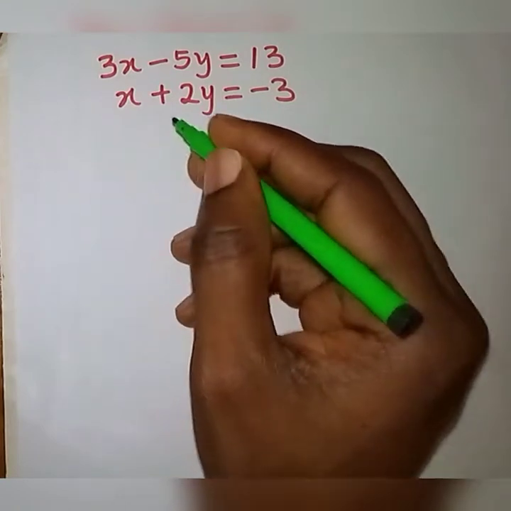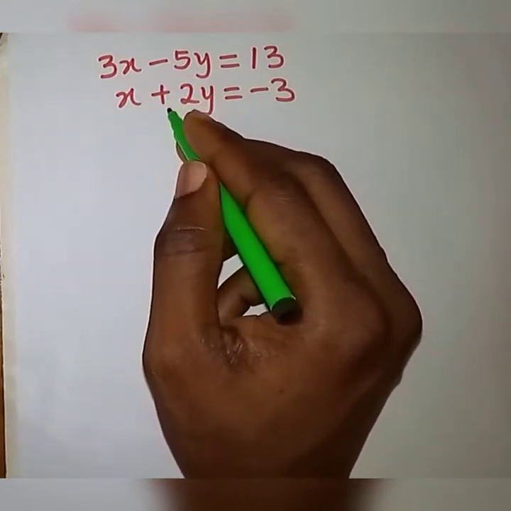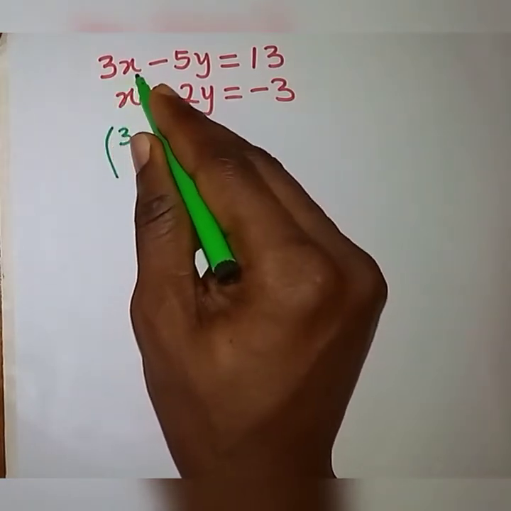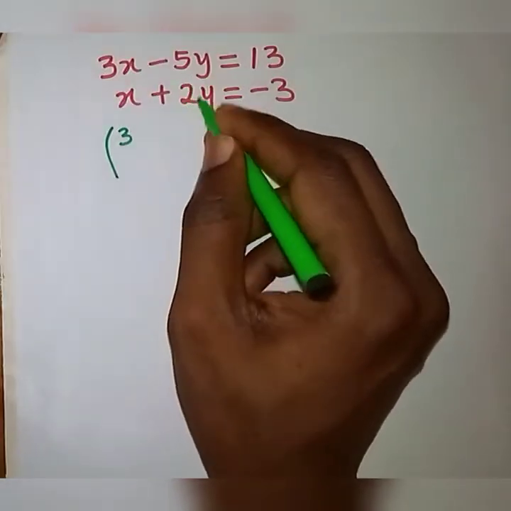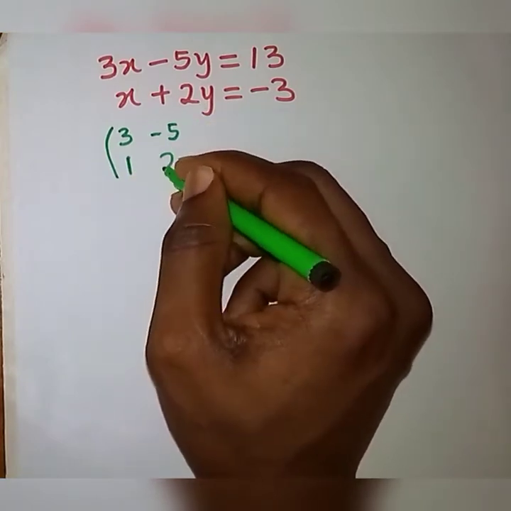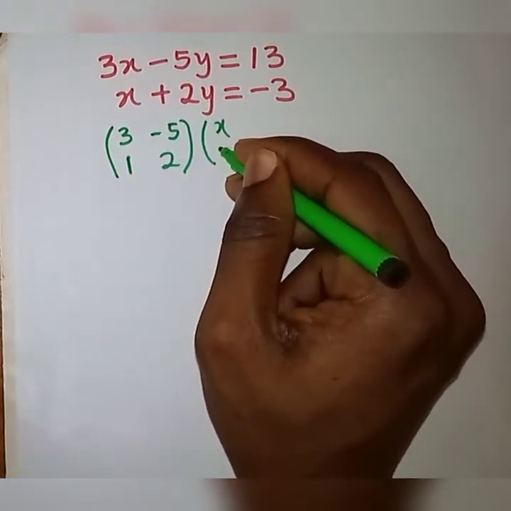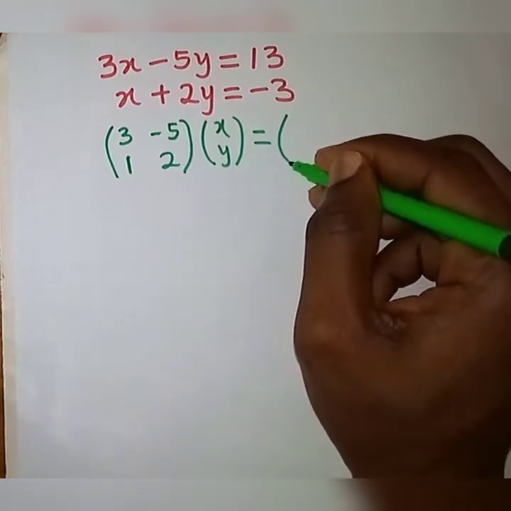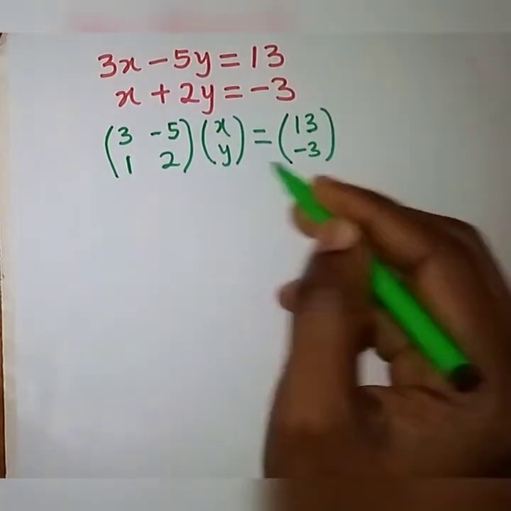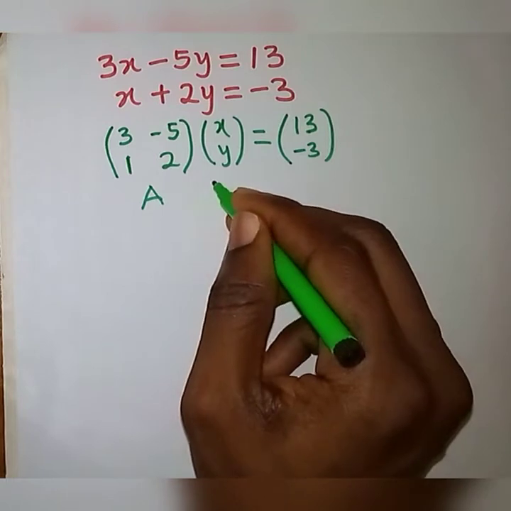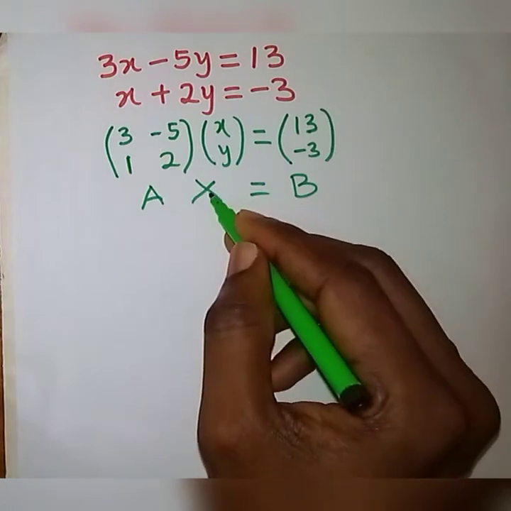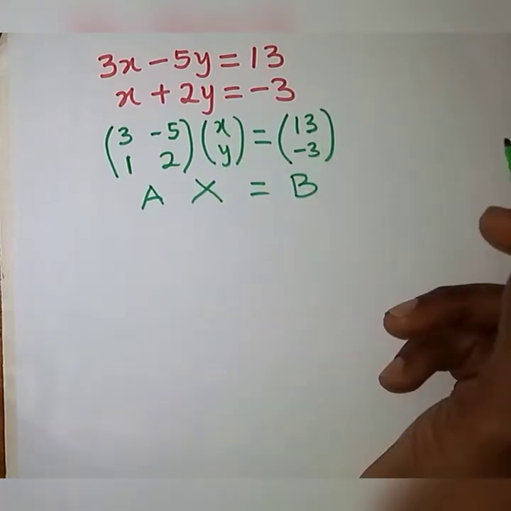So the first thing we will need to do is to write this equation in the matrix notation. We write this as: the coefficient of x here is 3, the coefficient of y here is minus 5, and this is 1, while the coefficient of y here is 2, times x, y equals, and we put this also in matrix notation. Now this can be represented as A times x equals B, where A is this matrix, x is the matrix x, y, and B is this.